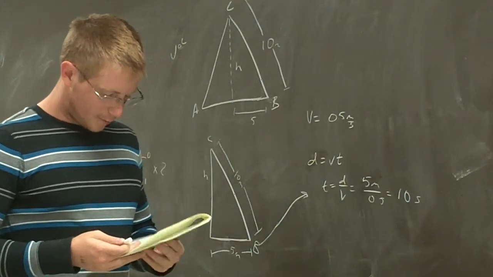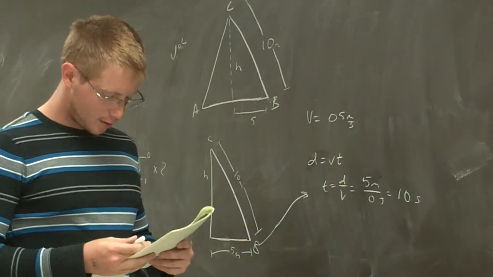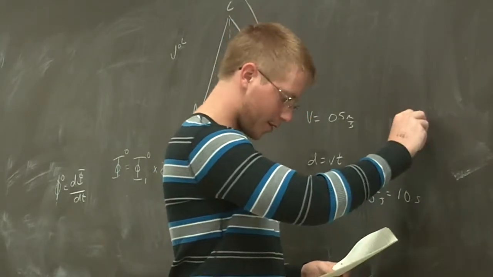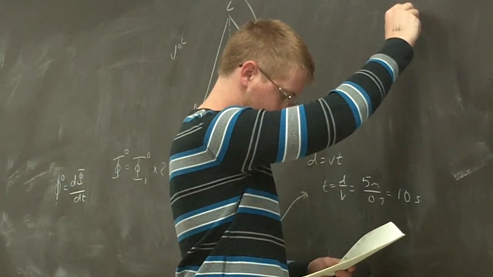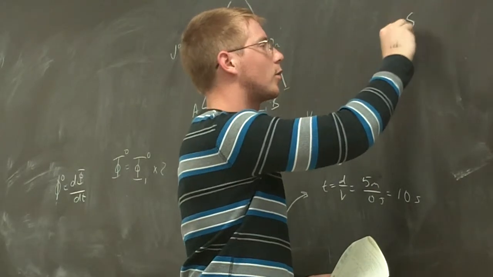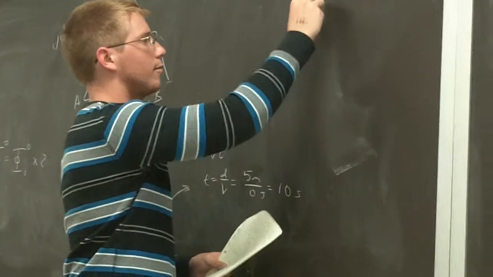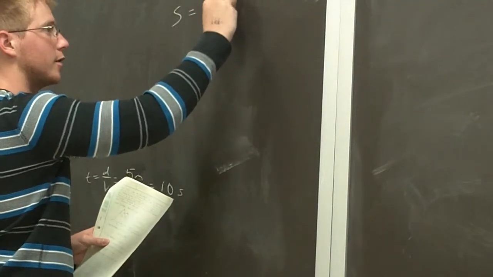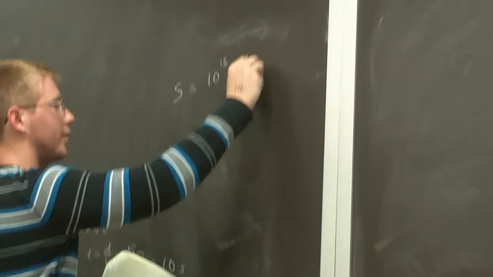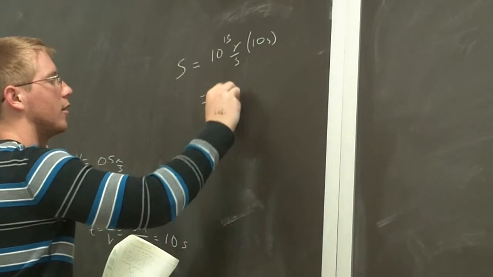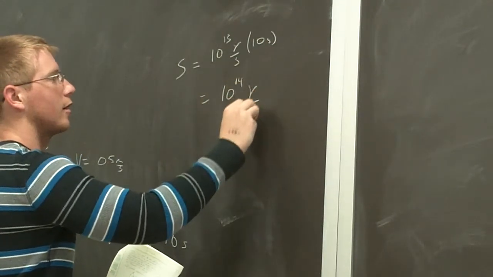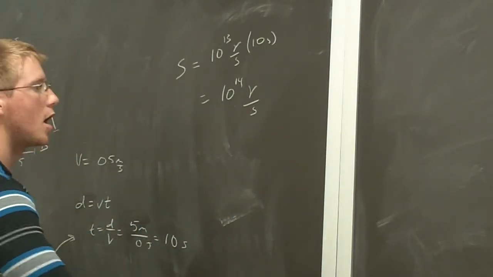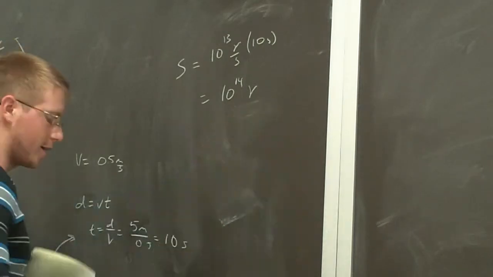So the photons emitted in those 10 seconds, oh man, I did 20 seconds in my notes. So the source strength is going to equal the rate of production, gammas per second, times 10 seconds. Oh, that's easy. I'm going to have to do math for you. 10 to the 14 photons total emitted.